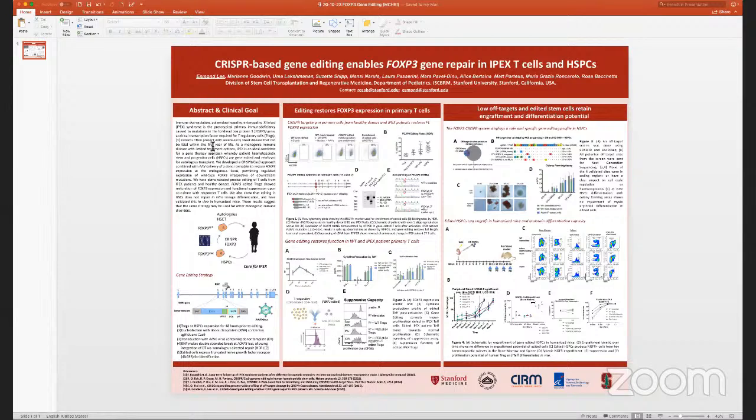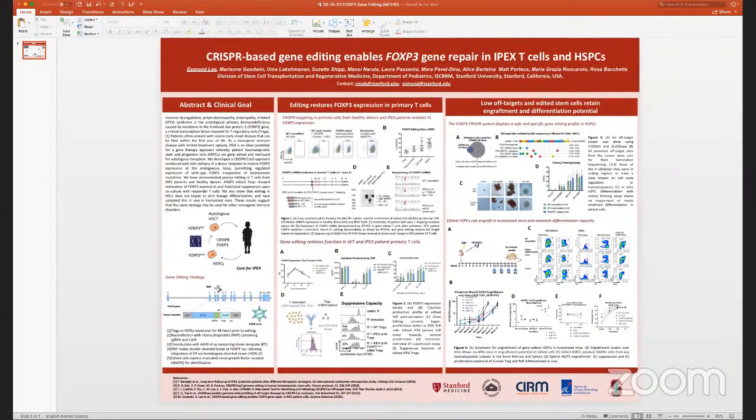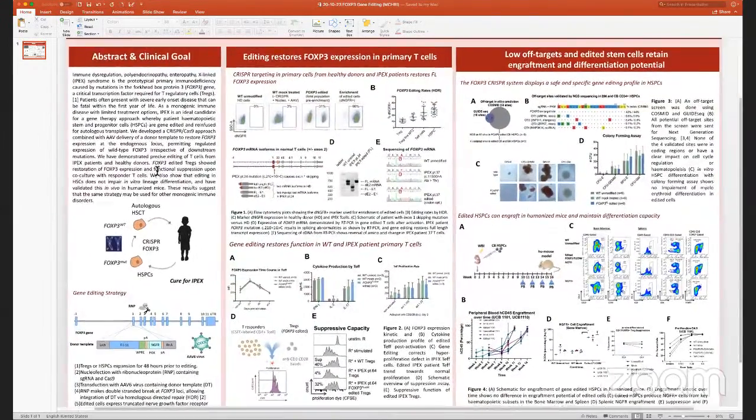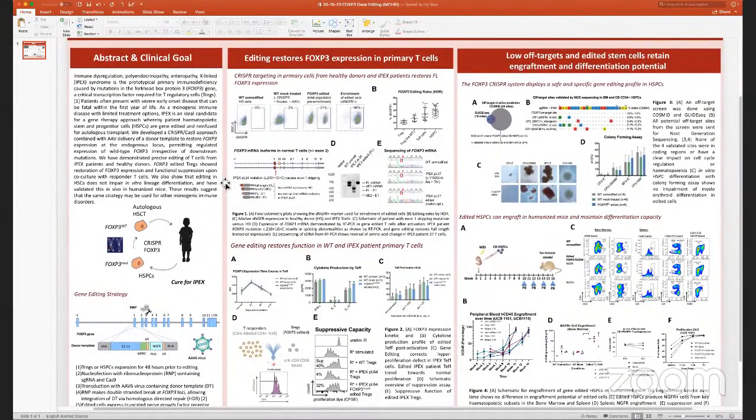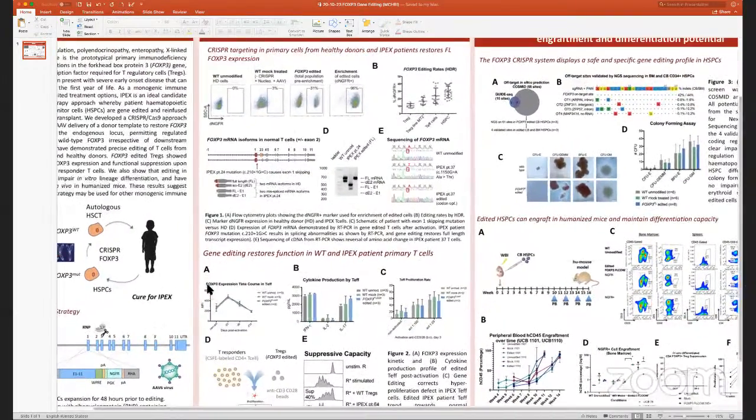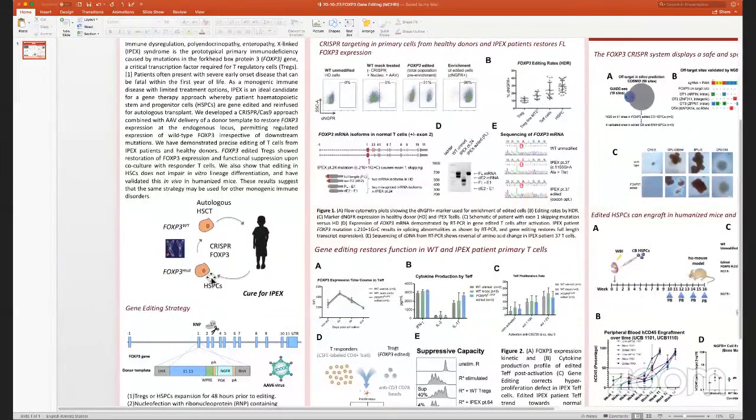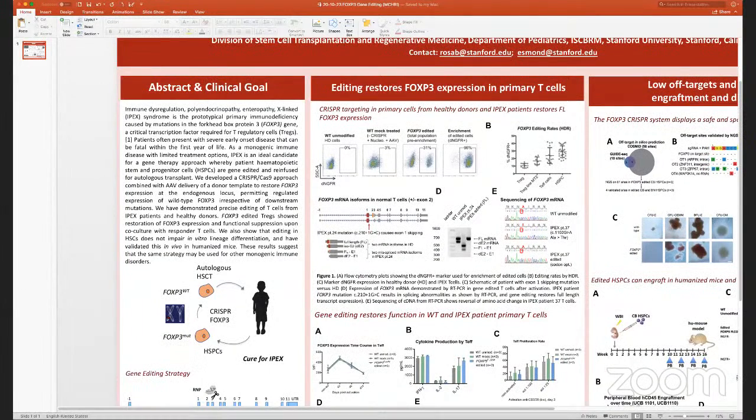IPEX stands for immune dysregulation, polyendocrinopathy, enteropathy, and is an X-linked syndrome that is caused by mutations in the FOXP3 gene, which is a critical transcription factor required for Tregs. Patients often present with the triad of symptoms: autoimmune diabetes, enteropathy, as well as dermatitis. And it is a pretty severe disease that can be fatal if untreated. As a monogenic immune disease with limited treatment options, IPEX is an ideal candidate for a gene therapy approach.